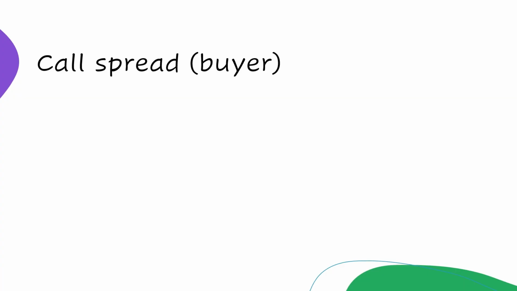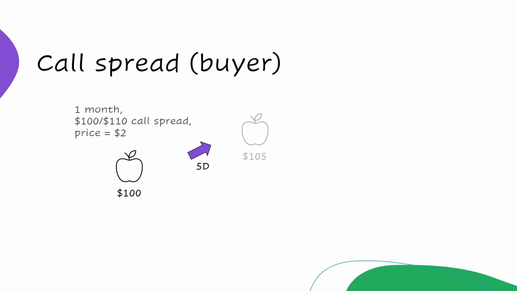As an example, if a trader buys a 1 month $100, $110 call spread on Apple with premium $2, Apple is at $100 now. If Apple goes up to $105 after 5 days with the call spread premium increasing to $4, then the trader can choose to unwind the call spread and pocket the profit of $4 unwind price minus $2 of initial premium, which is $2. Otherwise, the trader can choose to sit with the call spread until maturity.